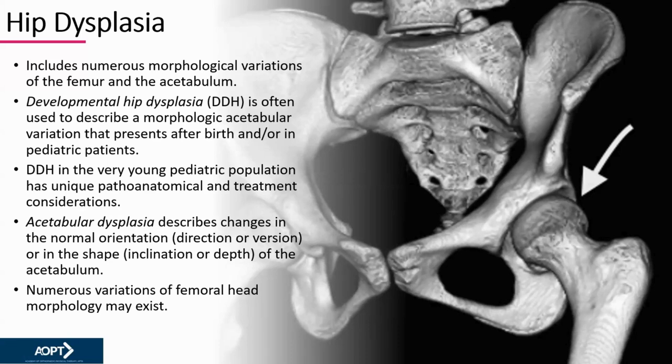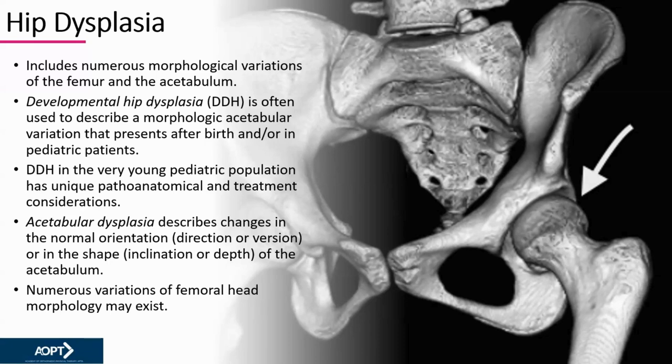Acetabular dysplasia describes changes in the normal orientation, which could be direction or version, or in the shape, inclination, or depth of the acetabulum. We do speak to this to a greater extent in the CPG and its potential role in patient presentation. Of course, there are numerous variations of the femoral head, such as a flattened femoral head, just one example, that can exist. Though we do not speak to them in as much detail, as they're less common in the CPG, we must realize that that also qualifies as hip dysplasia.